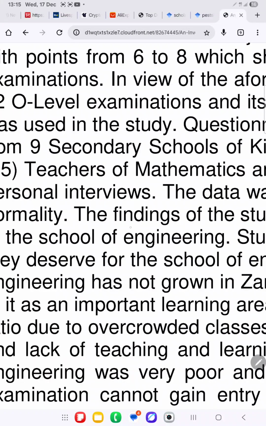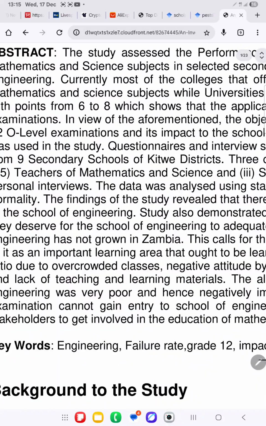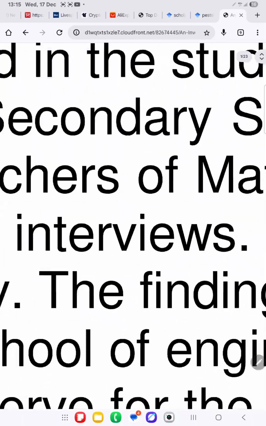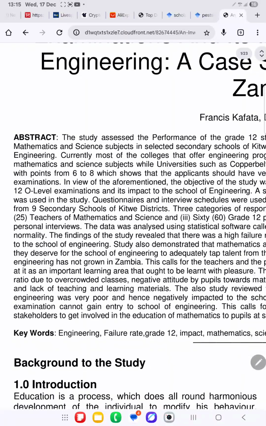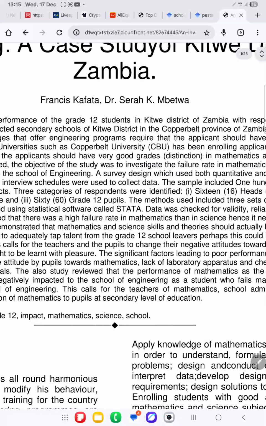So they're saying that the findings of the study, this is what they found when they were conducting the study on the factors that lead to high failure rate in mathematics. I want you to start reading here. You've seen where they're saying the findings. So the findings of the study revealed that there was a high failure rate in mathematics than in science.